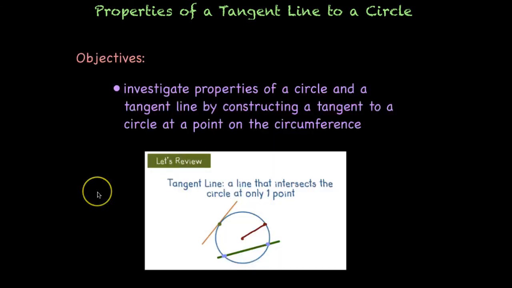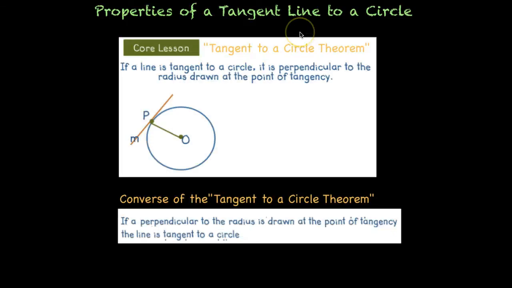Hopefully, after this lesson, you understand the properties of a circle and a tangent line. You should also know the tangent to a circle theorem and its converse. If the line is tangent to a circle, it is perpendicular to the radius. And if we have a perpendicular to the radius, then it is definitely a tangent line. You should also be able to solve problems involving a tangent line and a circle.